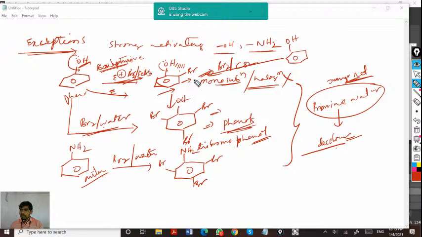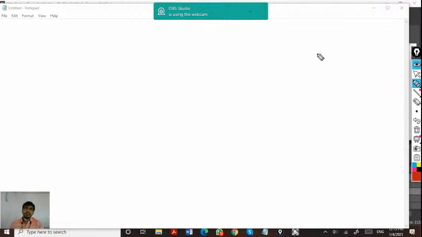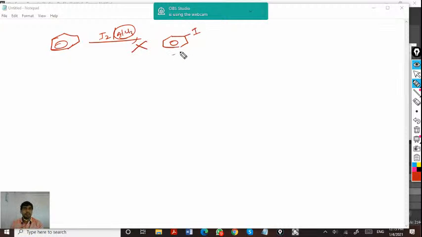Okay, so is it possible to iodinate? We have discussed chlorination and bromination. Okay, so if it is iodination, if I simply treat with iodine in the presence of AlCl3 or any Lewis acid, we expect iodobenzene, but it is not going to happen because the iodine used is a little bit reducing in nature.